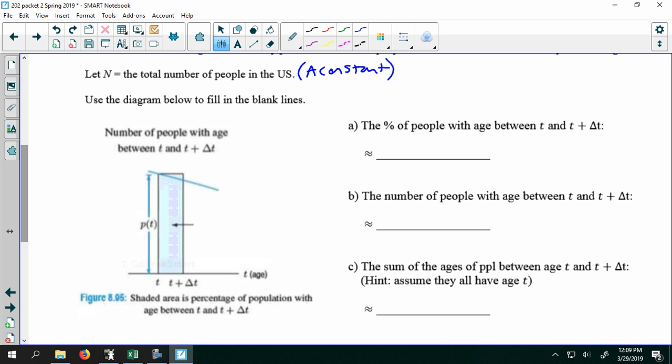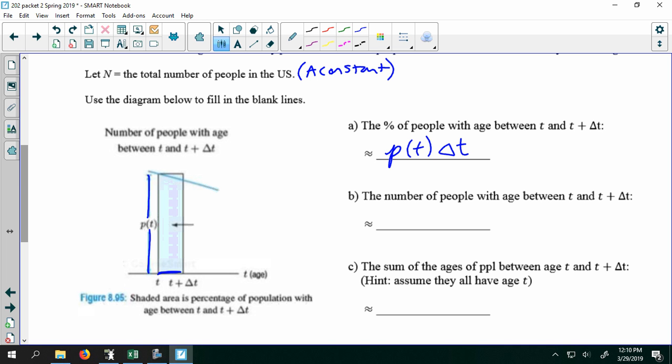So we want to use the diagram to fill in the blank lines. The diagram is telling me that the shaded area, that's the area under my PDF function, is the percent of the population with age between t and t plus delta t. So to find that shaded area, I would multiply the height of the rectangle, p of t, times the width of the rectangle, delta t. So this is p of t, delta t.